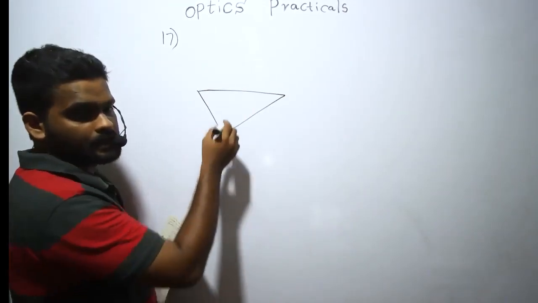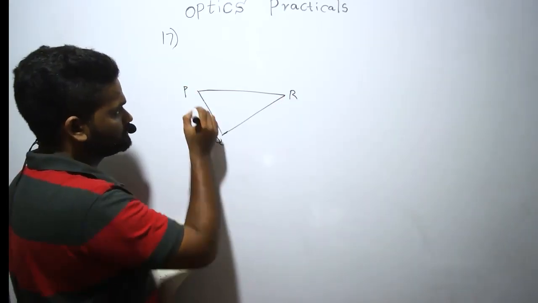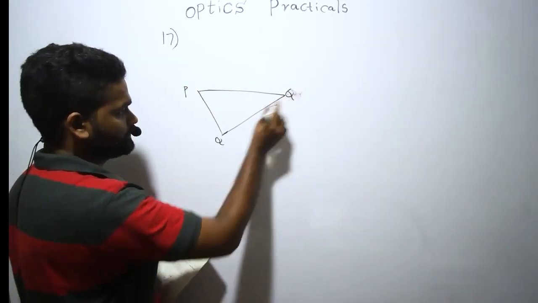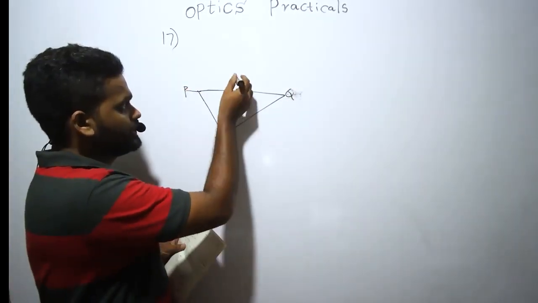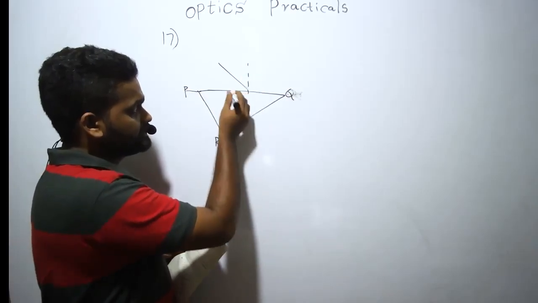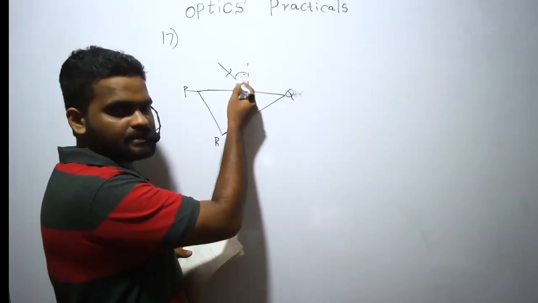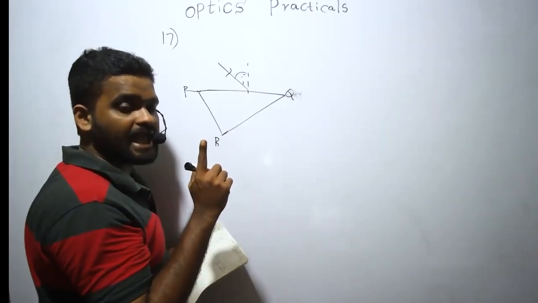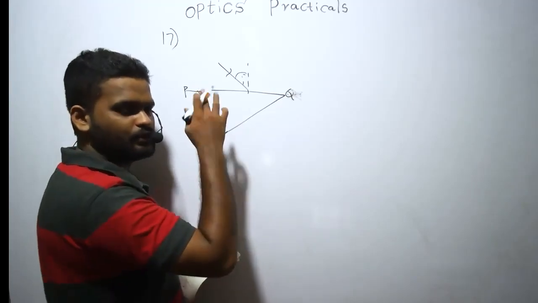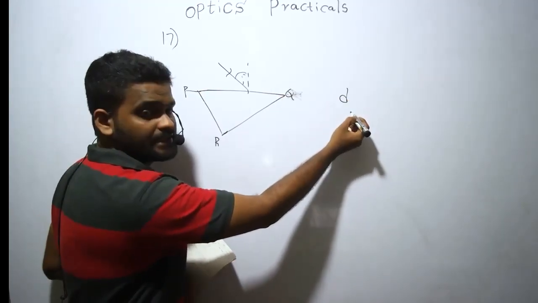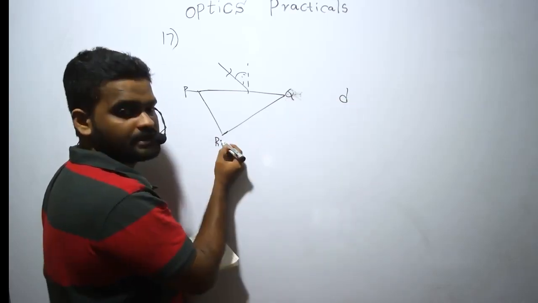So Q is here, and this is the prism. Then there's the incident angle like this, I. We have already measured the incident angle, but we didn't measure the angle of refraction, because we didn't draw this QR. We only needed the angle of deviation, so we didn't draw this one earlier.